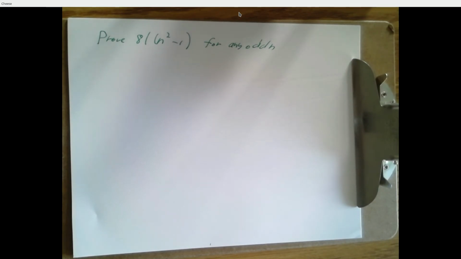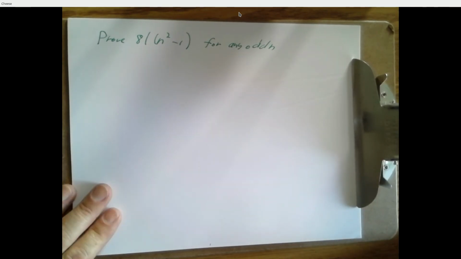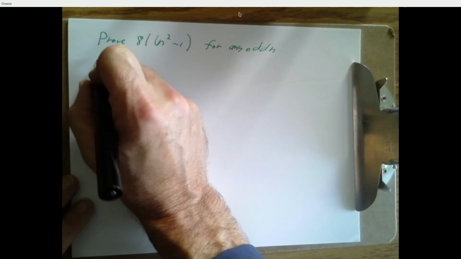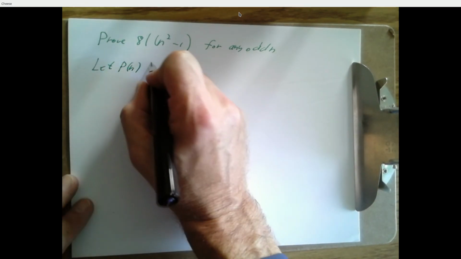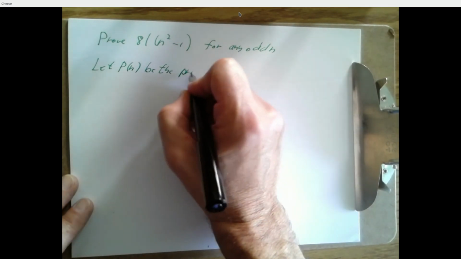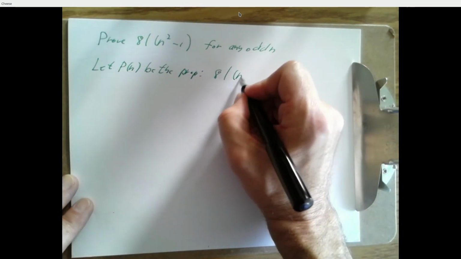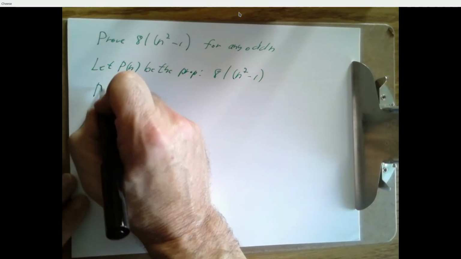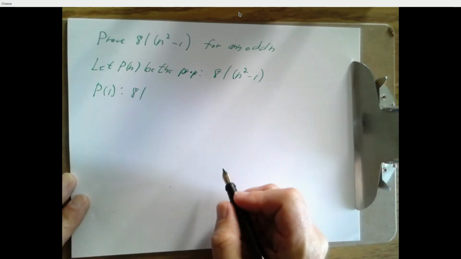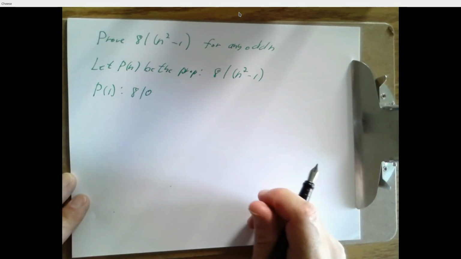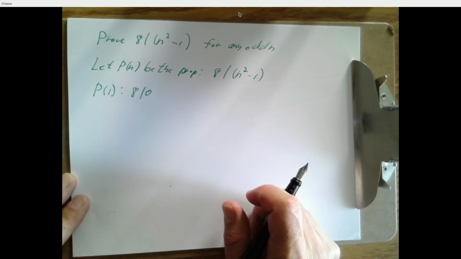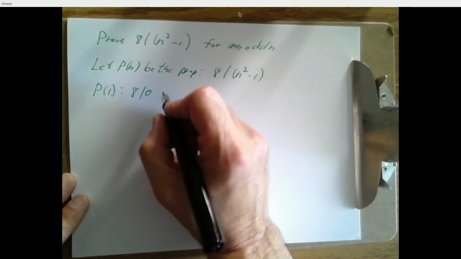Prove that 8 divides n squared minus 1 for any odd number n using induction. We can do this with modular arithmetic pretty easily, I think. But let's do it using induction. So let P of n be the proposition 8 divides n squared minus 1. So P of 1 says 8 divides 1 squared minus 1, which is 0. Does 8 divide 0? Yeah, 0 is 8 times 0. So this is true.